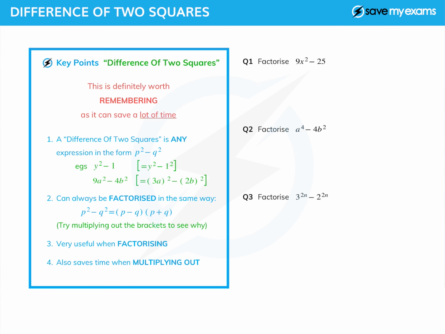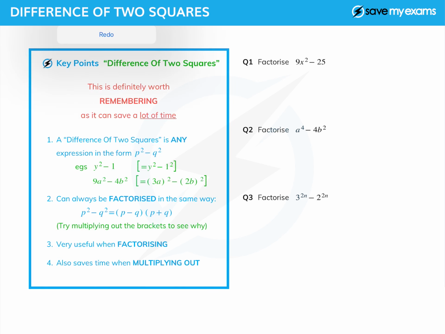So in this tutorial, we're going to look at the difference of two squares. Now this is one of those little nuggets that is really worth remembering because it can save you a huge amount of time. Now what is the difference of two squares? It's anything in this form here: p squared minus q squared, or indeed anything squared minus anything else squared.